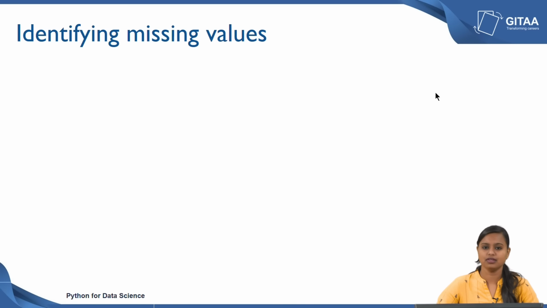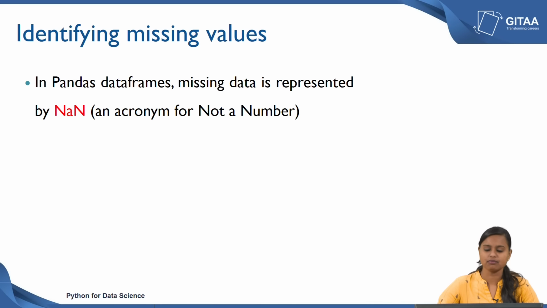Now, we are going to see how to identify the missing values. In pandas data frames, missing data is represented by NaN, and NaN is just an acronym for not a number. Whenever you have a blank cell in your CSV file, Python will automatically read it as a NaN value. All those NaN values will be treated as missing values in pandas data frames.